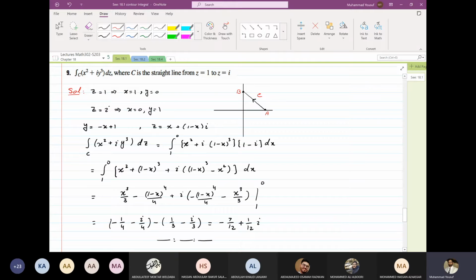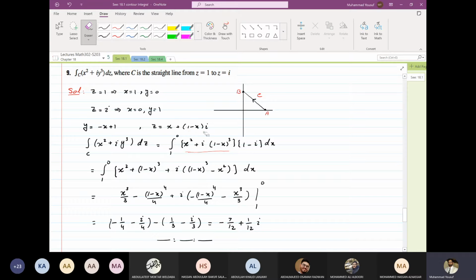If x is given by a function of t and y is given by a function of t, we call them parametric equations, and when x and y are directly related to each other, a Cartesian curve. So here x is x square, no change, but y will be replaced by 1 minus x. So we have this part. And then dz is equal to 1 from here and negative 1 from here with i, dx, by taking the derivative.